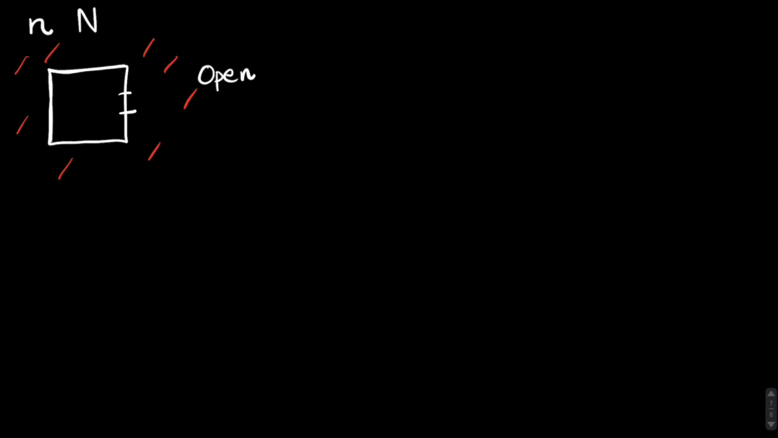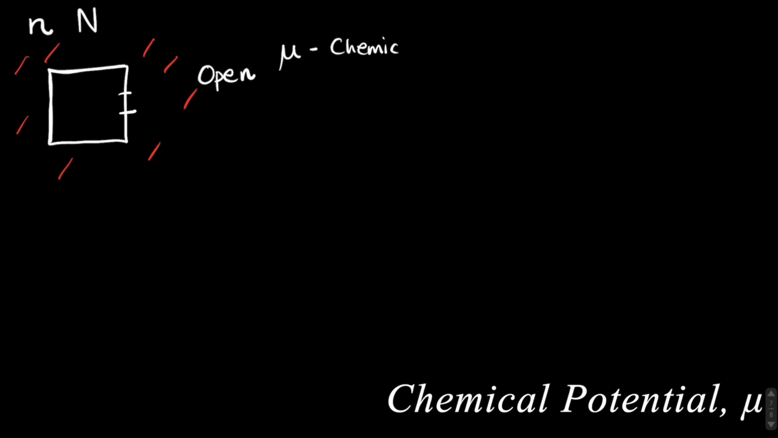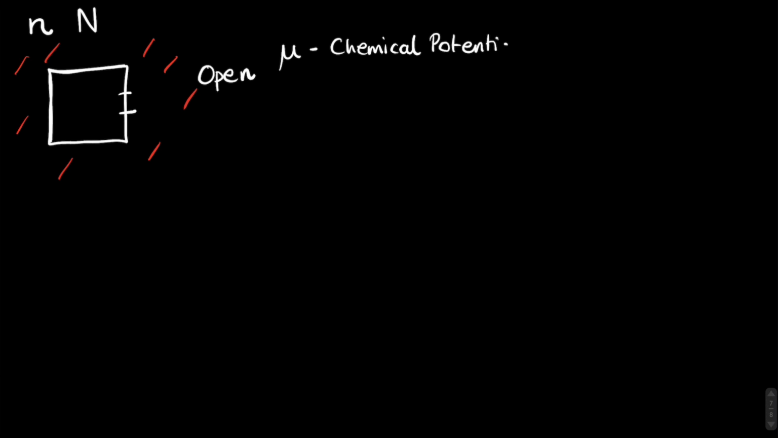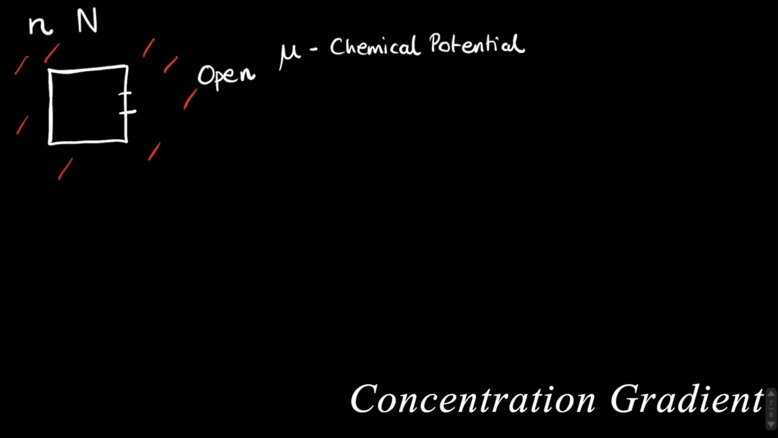Well, thankfully not. What we can do is define a thing called mu, which is the chemical potential. I'm now defining a new term called the chemical potential. And the chemical potential is essentially the energy per particle, or the potential energy that a particle has as it moves through its concentration gradient.